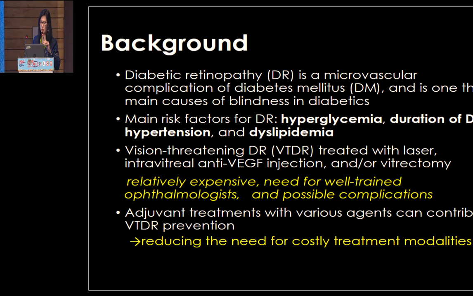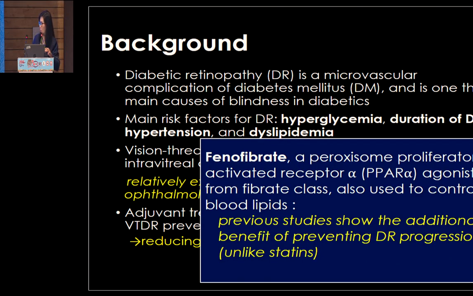Vision-threatening DR or VTDR is treated with laser, intravitreal anti-VEGF injections, and or vitrectomy, but they are relatively expensive, need well-trained ophthalmologists, and have possible complications. So adjuvant treatments with various agents can contribute to the prevention of VTDR, thus reducing the need for costly treatment modalities. Fenofibrate, a peroxisome proliferator activated receptor alpha or PPAR alpha agonist from the fibrate class, is also used to control blood lipids, and previous studies show the additional benefit of fenofibrate in preventing DR progression, unlike its counterpart statins.